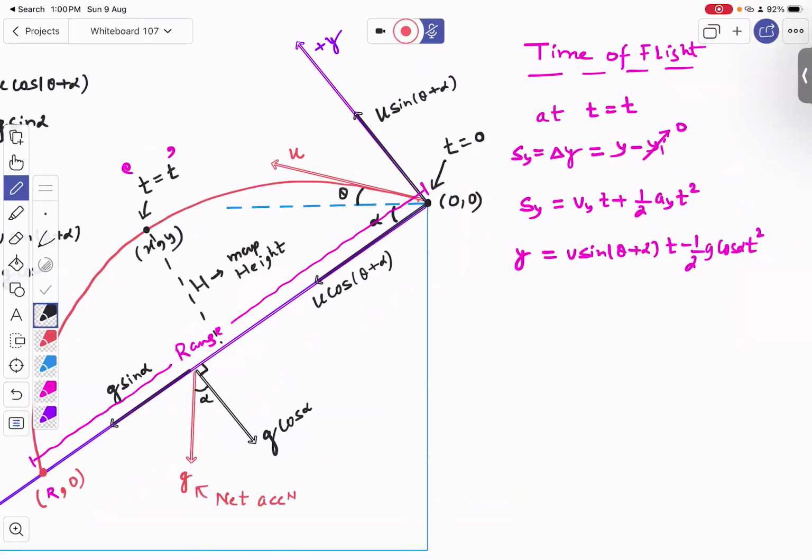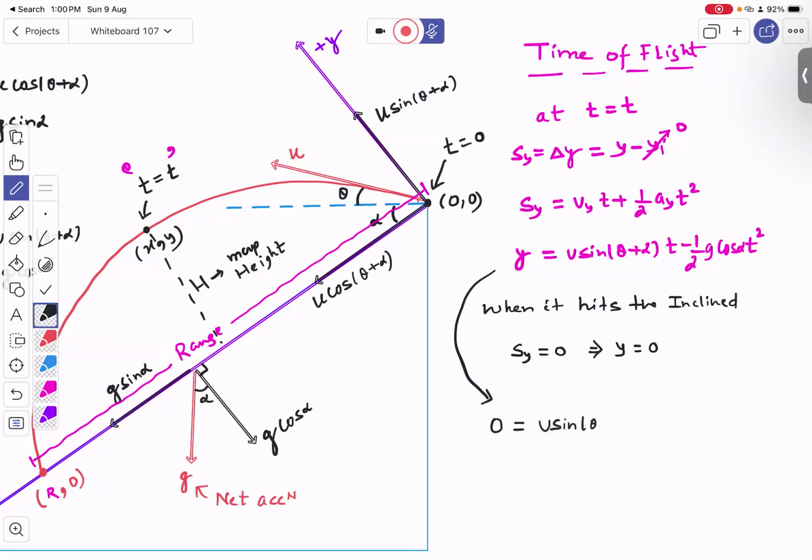So when it hits the inclined plane, how much is the displacement along y? 0. So same algorithm, is it not? Displacement along y will be 0. And what is the displacement along y? That is y only, so y should be 0. So in this equation, we are going to put y as 0, and that is going to give us two roots, telling us the time when y becomes 0.